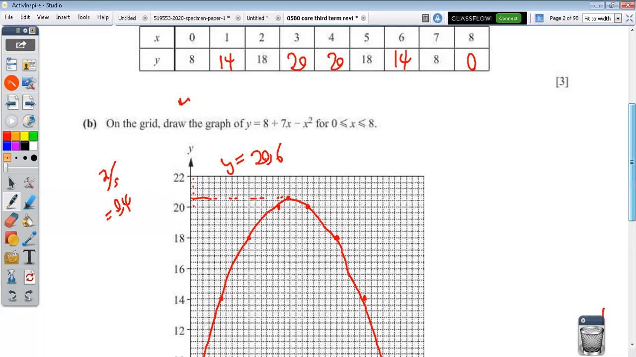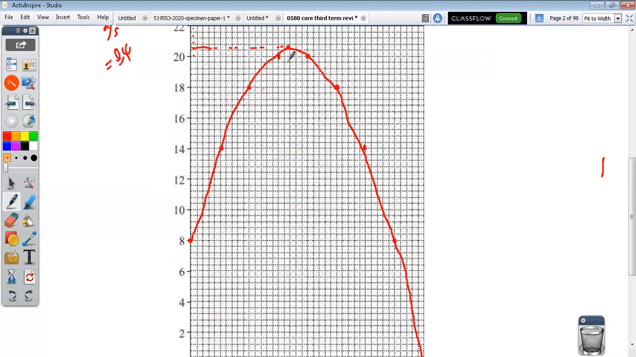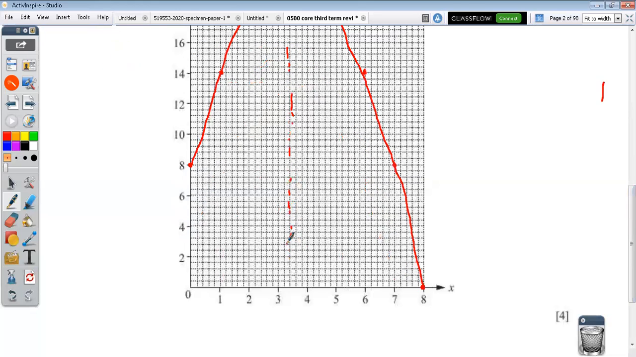Then I have to look for the x value because I want the coordinate. So there I'll simply go down like this. So that I find, so 3.2, 3.4, 3.6, 3.8. So this is 3.4. So it's 3.4, then 20.6. Make sense?